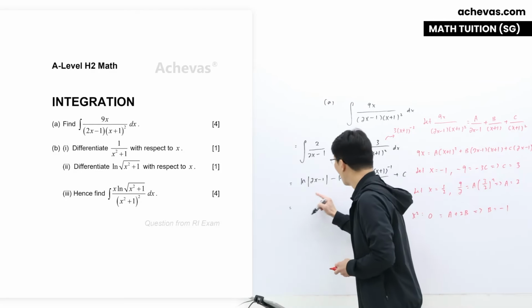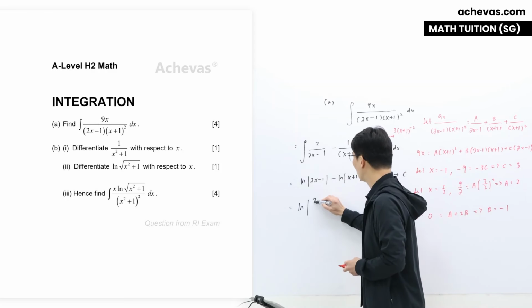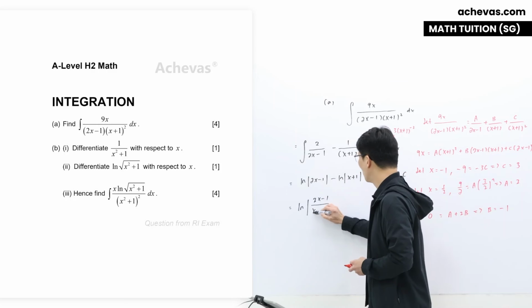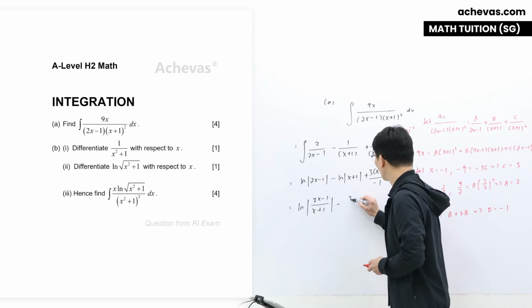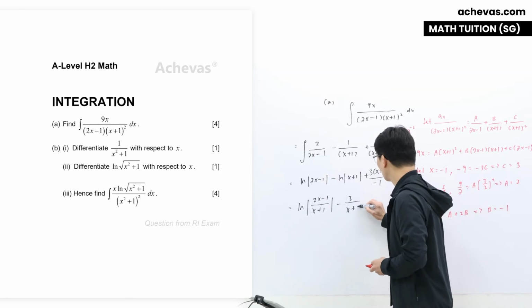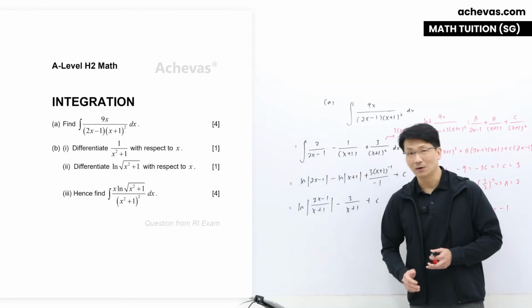I'm going to combine these two terms together. So we have ln modulus of (2x minus 1) over (x plus 1). And for this, it will just be minus 3 over (x plus 1) plus C. So this will be the answer for my part A of this question.